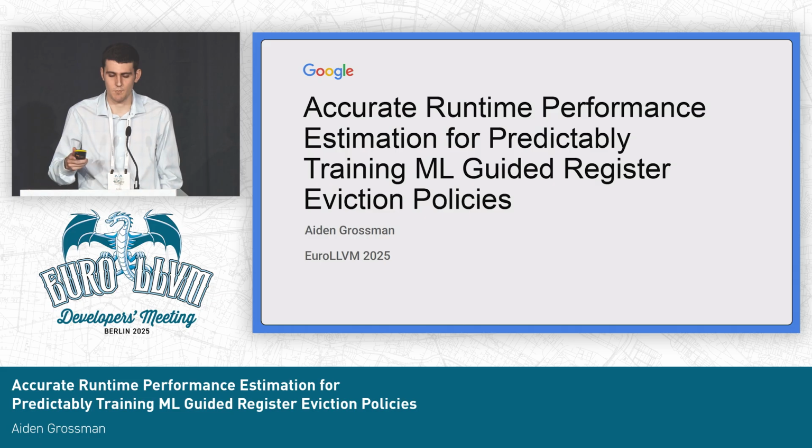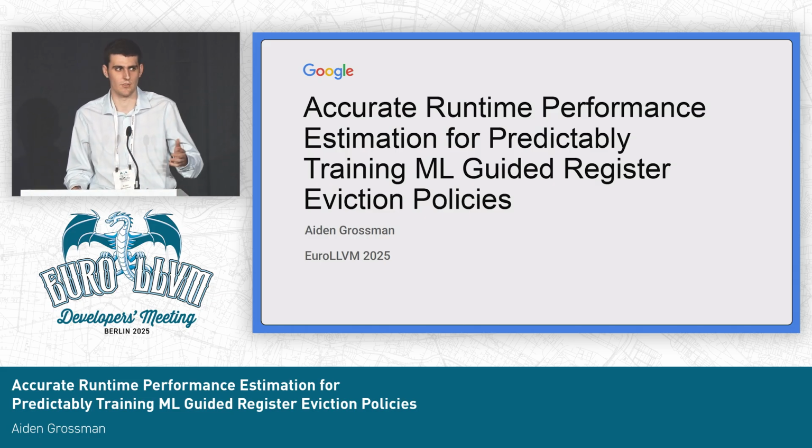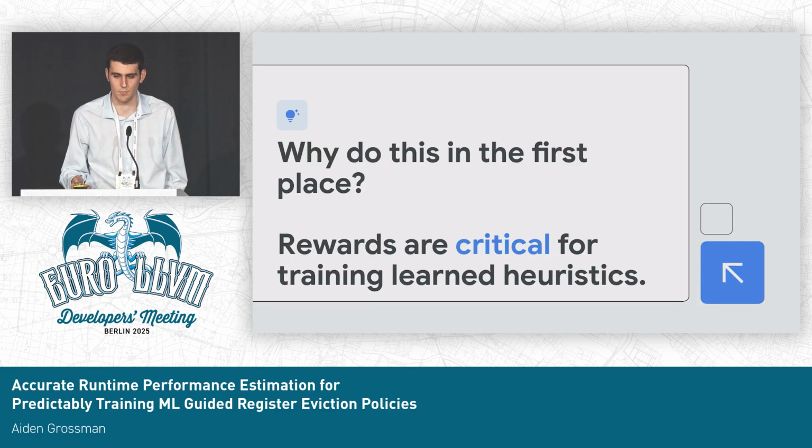So the big thing that I want to focus on in this talk is specifically the runtime performance estimation, so the cost modeling of the actual register allocation that we get out of the model that we end up using within the training loop to tell the model whether it's doing good or bad within the reinforcement learning loop.